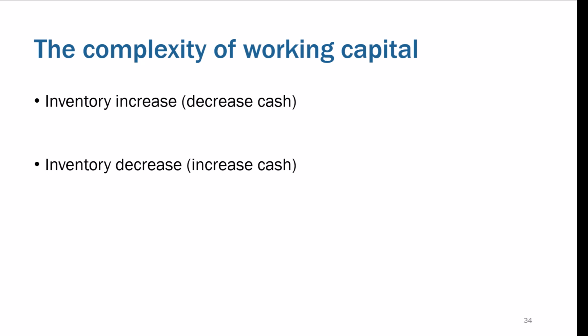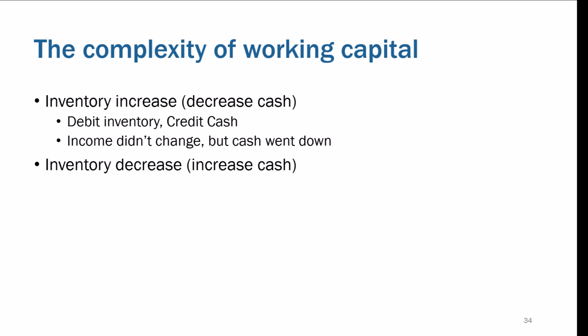If we look at inventories, all right, well, if an inventory goes up, by definition, inventory is part of working capital. If it goes up, we've told you that's a decrease on the statement of cash flows. Why is that? Well, we're debiting inventory and crediting cash. There's no impact on net income. So the statement of cash flows starts with net income, right? But that wasn't impacted, but cash went down. So that's why when inventory goes up, we need to show a decrease on the statement of cash flows.